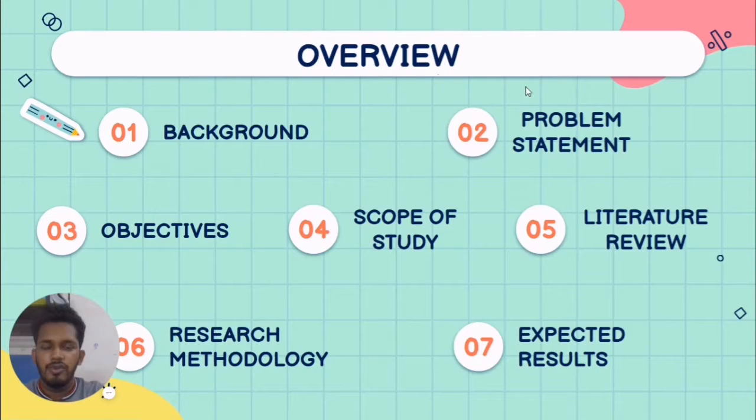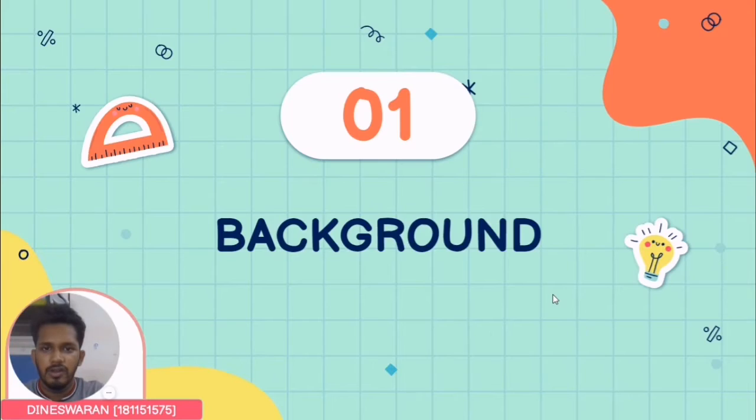So for the overview part, there are some elements included in this page. For the first part, we are going to see the background, followed by the problem statement, and then the objective and scope of studies. Later on, we will see the literature review and then the research methodology. Last but not least, we are going to see the expected results. So for the first part, it is about the background.